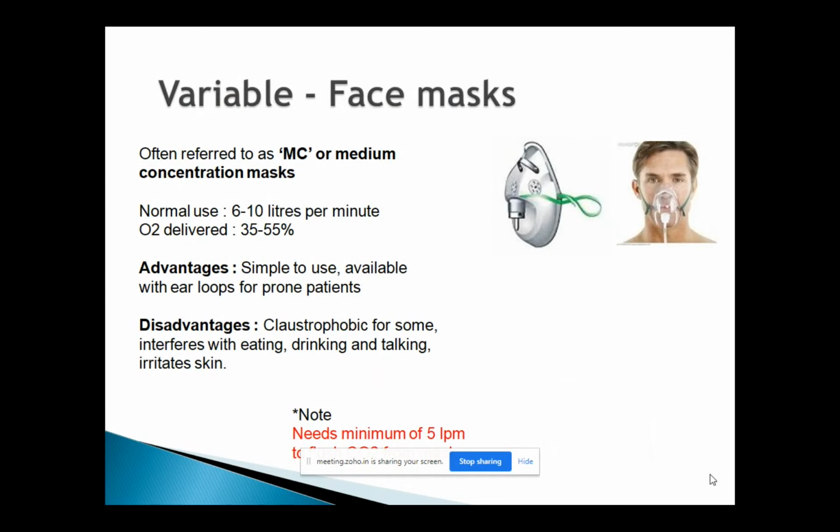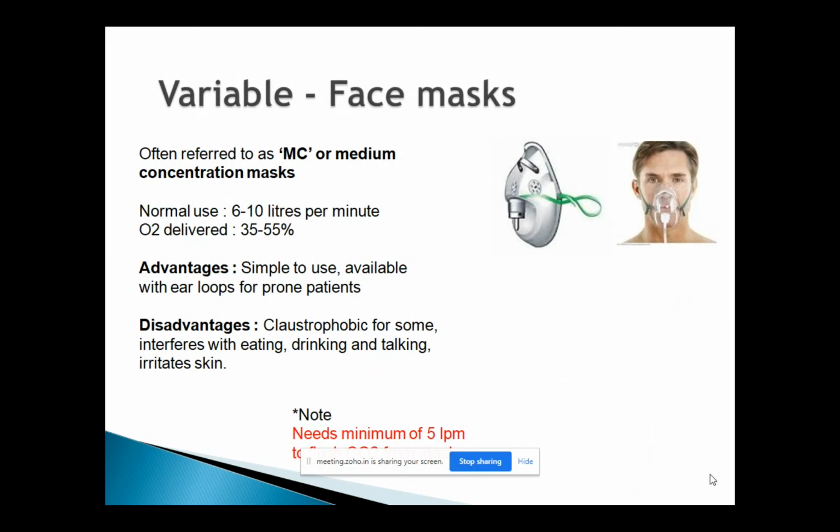The second variable system device we are going to talk about is a face mask. I think you might have all seen this one, patients on a face mask. So the flow on the face mask varies from 6 liters to 10 liters. Obviously, we are talking about medium flow. So we talked about low flow, medium flow, and high flow: low flow from 1 to 6 liters, medium flow from 6 to 10 liters, and high flow from 10 to 15 liters. So this particular mask is a medium flow mask. So you will be giving oxygen 6 to 10 liters per minute.